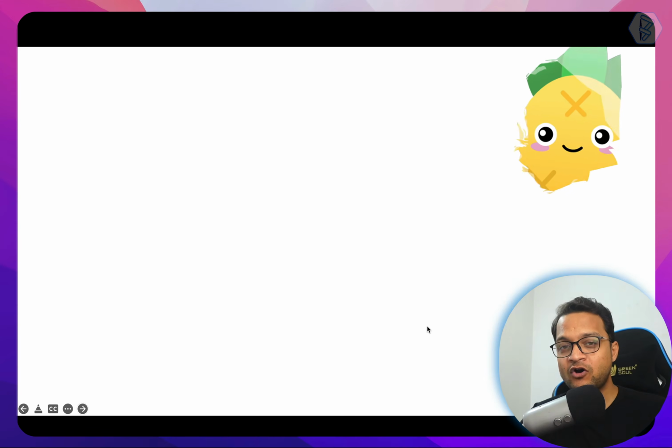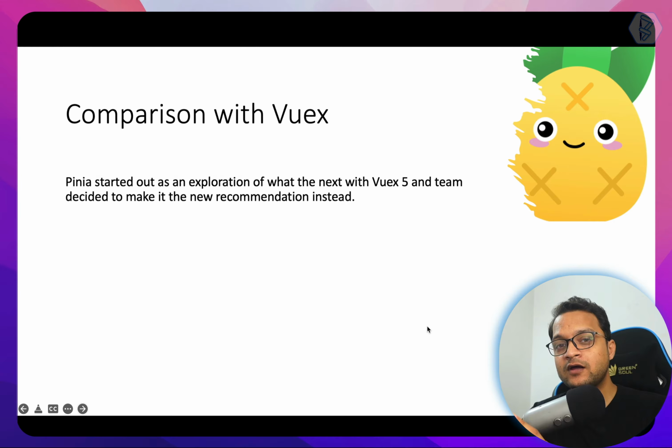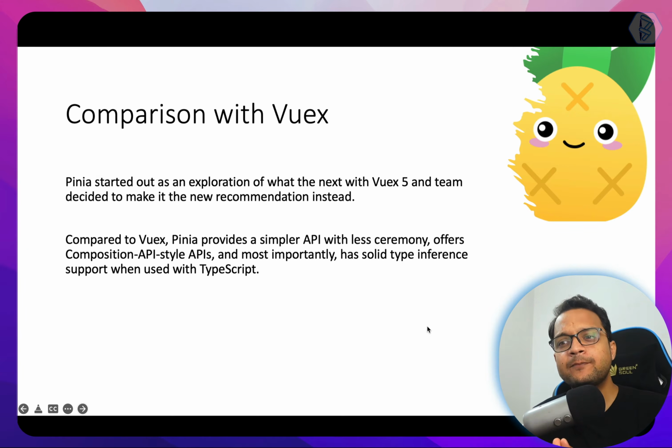So finally, let's see how it is similar or different to Vuex, another state management tool for Vue.js. Pinia, as we know, started as an exploration of what next with Vuex 5, and the team decided to make it a new recommendation instead. So they were trying to create a new version, Vuex 5, but then they said, hey, why don't we create a totally new library, and we call it Pinia. Compared to Vuex, Pinia provides a simpler API with less ceremony, offers composition API style, and most importantly has solid TypeScript support. That was not available in Vuex.